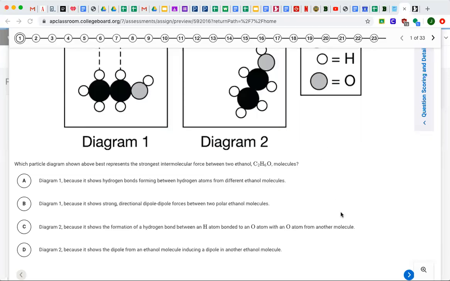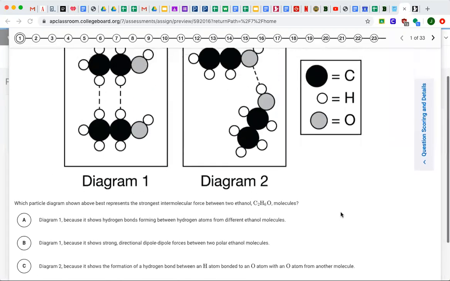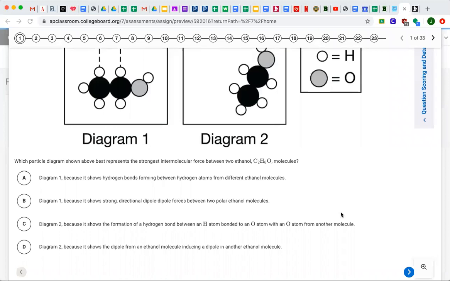Okay, so we're going to go through these questions. We're on the multiple choice for Unit 3, and the question asks, which particle diagram shown above best represents the strongest intermolecular force between two ethanol molecules?